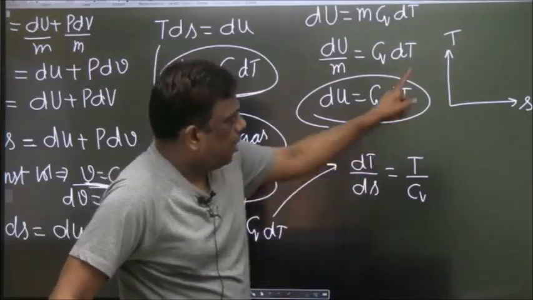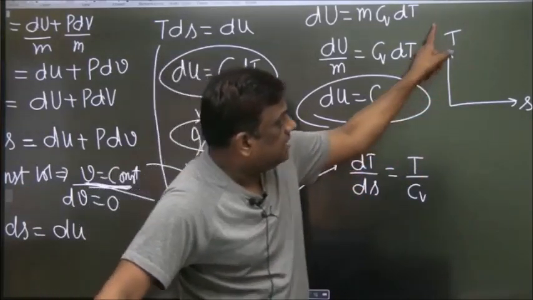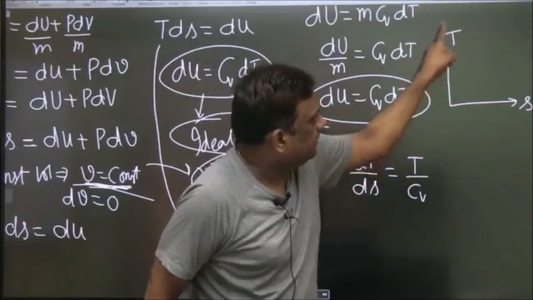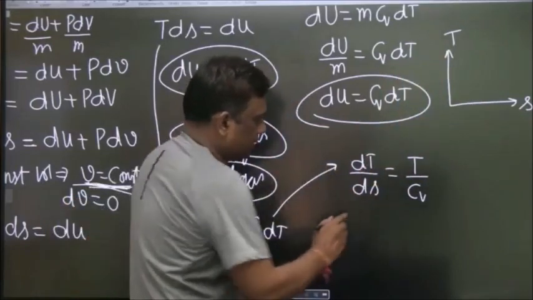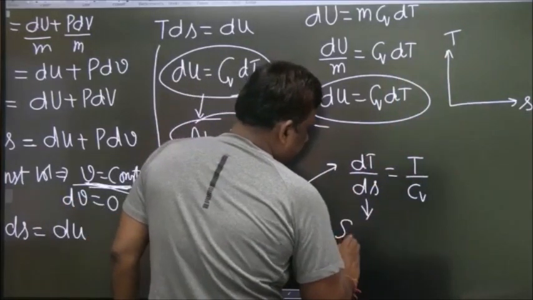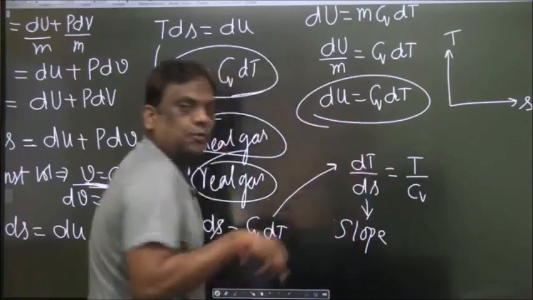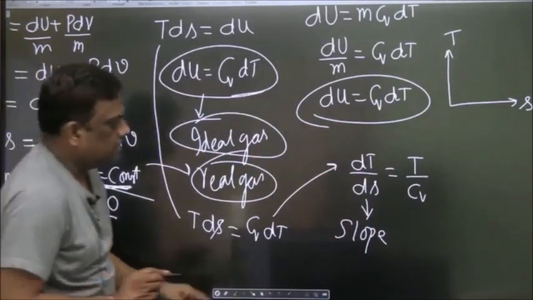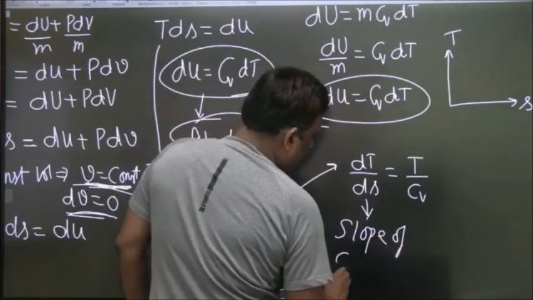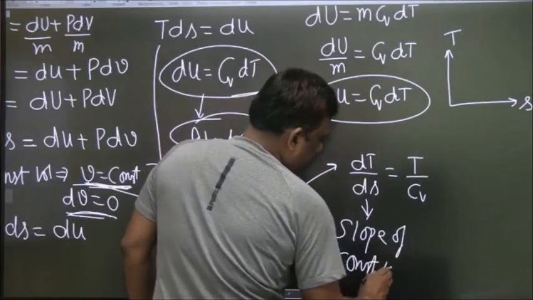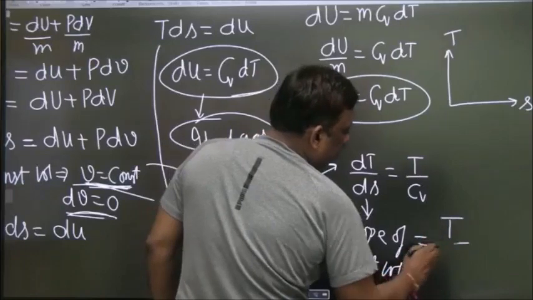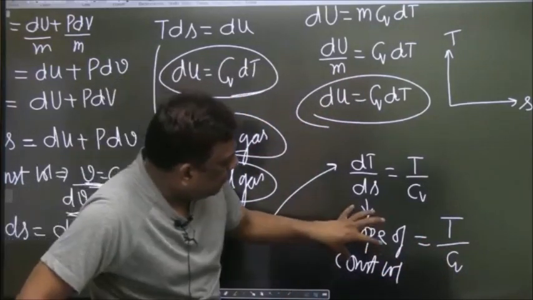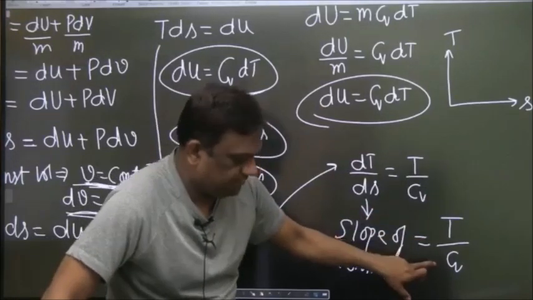Can anyone tell on the Ts diagram what is dT by ds? Look here, dy by dx is the slope. Slope of what? Constant volume. So the slope of constant volume is equal to T by Cv. So on the Ts diagram, the slope of constant volume is T by Cv.